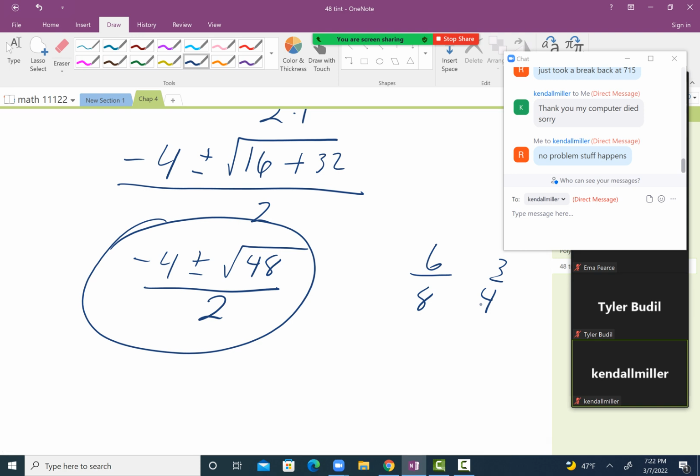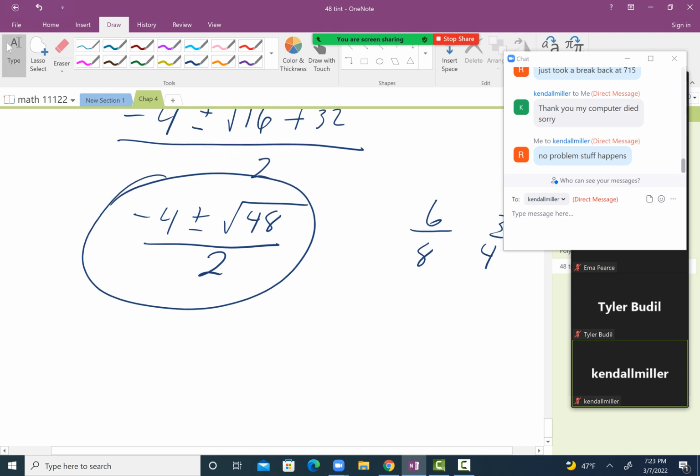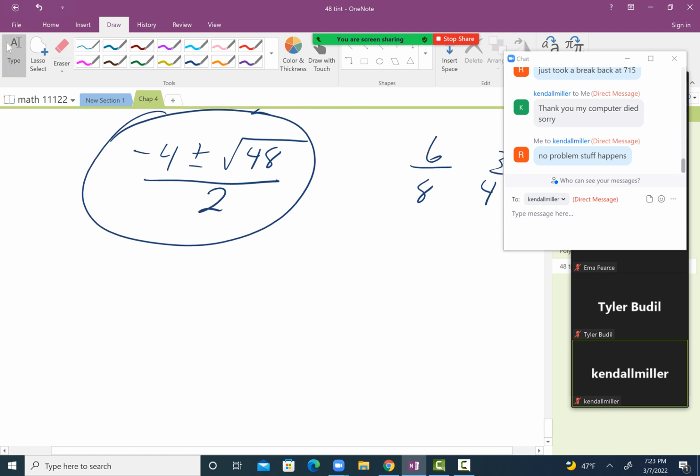It's just you simplified it, all right? So yeah, you could break that 48 down, but again, it's not changing the answer. So we know how to solve a first degree and a second degree. What about a third? Well, there is no nice formula for a third degree polynomial, all right?